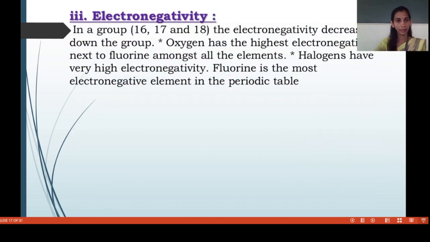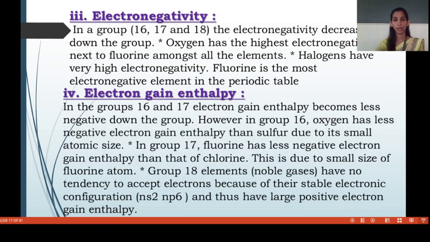The next property is electronegativity. In groups 16, 17 and 18, the electronegativity decreases down the group. That means when we move from top to bottom, electronegativity also decreases. Oxygen has high electronegativity, but fluorine has higher. Halogens have very high electronegativity. Fluorine is the most electronegative element in the periodic table. The fourth atomic property is the electron gain enthalpy.